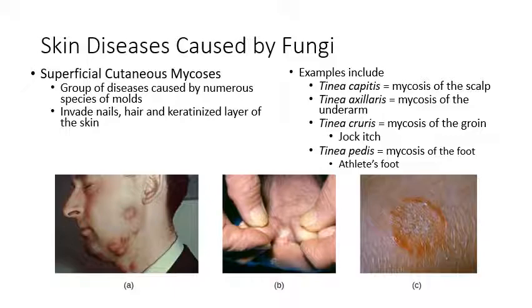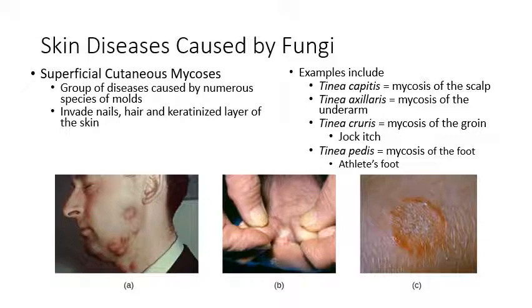Okay, so now leaving the viral diseases and moving on to fungal diseases. So now we're moving on to fungi. Superficial cutaneous mycoses, that just means skin infection by fungi. And the skin is a nice breeding ground for fungus. So we do see a lot of fungal infections in the skin and the hair. They like the keratin, the protein that you find in skin and hair.